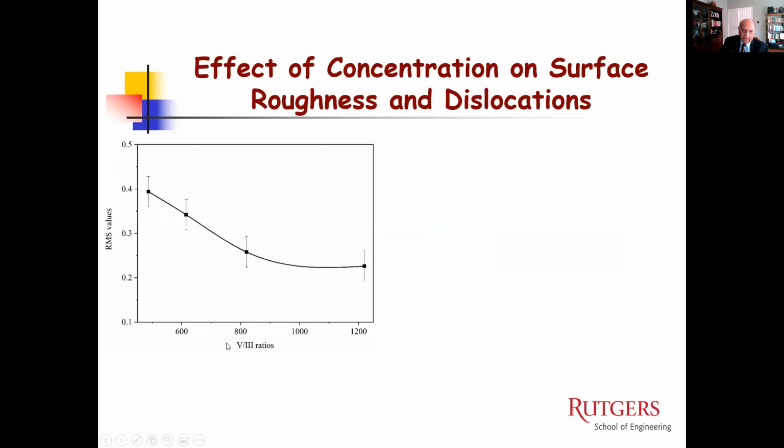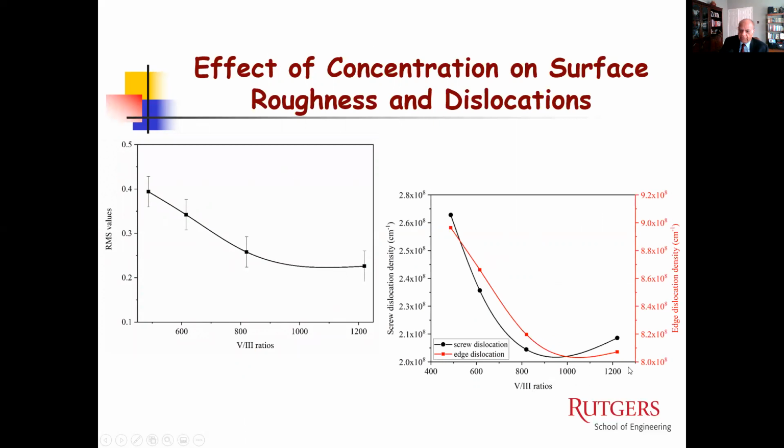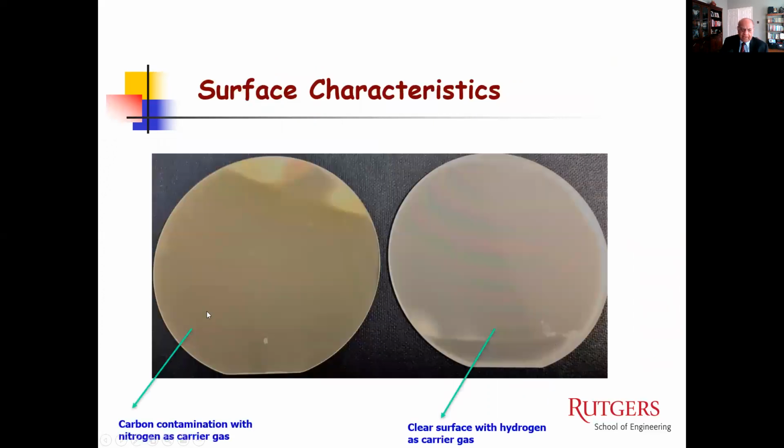This can be shown by the RMS value over this ratio. As the ratio becomes high, meaning gallium is low, you end up with lower RMS, better uniformity. Similarly here, if you increase the ratio, with a low amount of gallium, the dislocations in your crystal structure are lower. That means the crystal quality is better. So at higher values, crystal quality is better. Okay. And we also talked about nitrogen and hydrogen as a carrier gas. With nitrogen, you end up with some contamination. With hydrogen, you end up with a much better situation. So hydrogen is by and large the desirable choice.